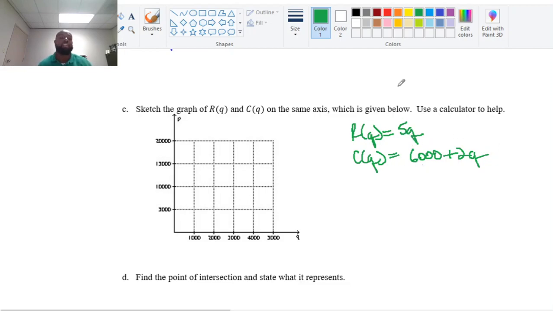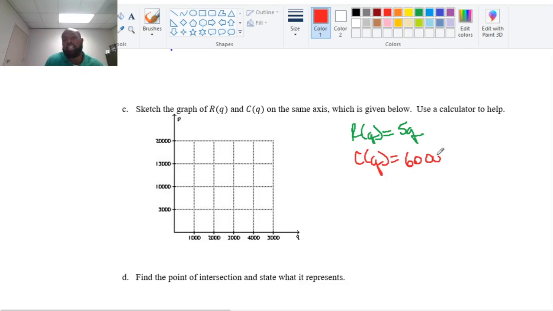Y equals mx plus b. They can be written in that form. This has a slope of 5. This has a vertical intercept of 0. And then for this one, I'm going to do a different color for my cost function. I wonder if I can change the color this way. No. All right, so I'm going to do my cost function in red here.